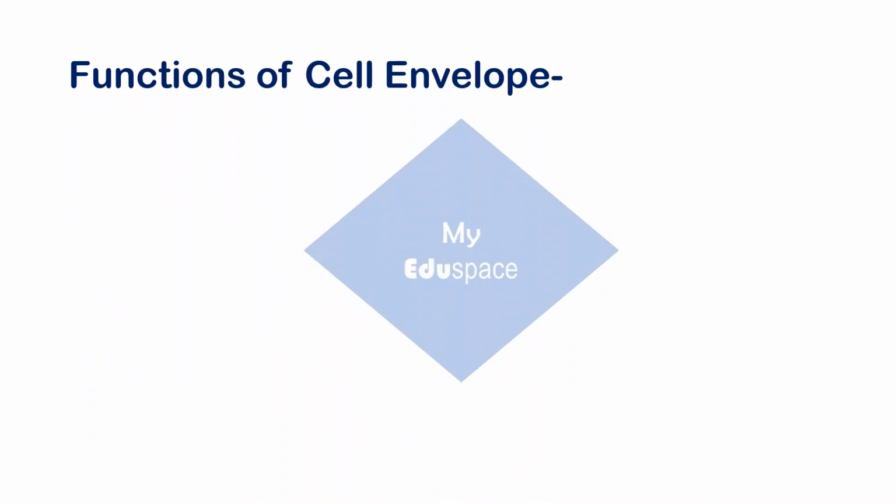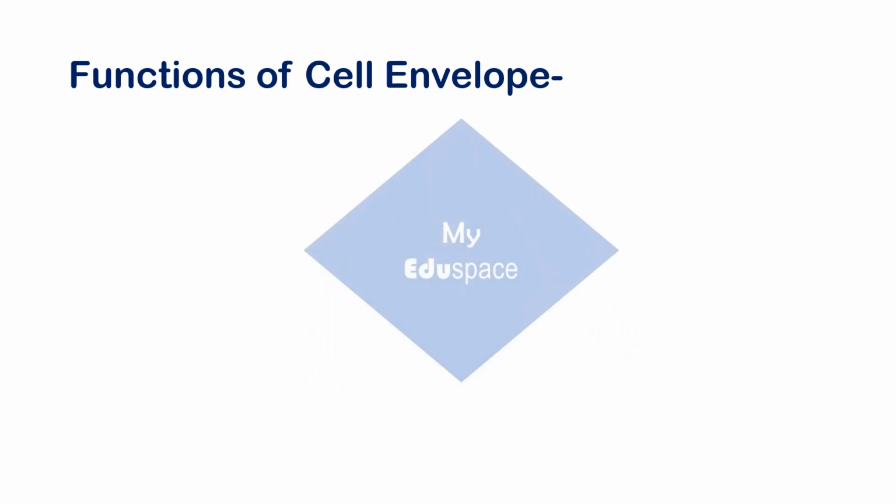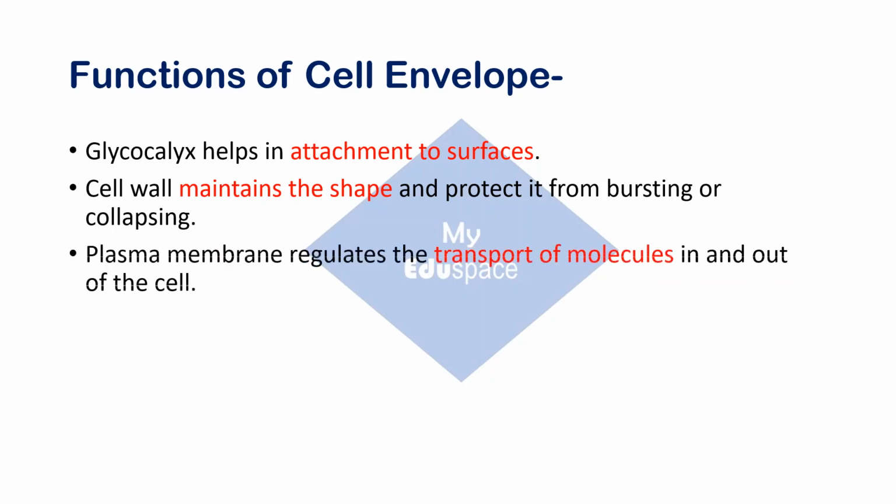Now, next, why are these cells blessed with three layers, that is, the cell envelope? We all know we use an envelope to protect the things which we keep in it. Just like that, these unicellular organisms protect themselves from the rude outer environment. These three conjugative layers perform their specialized functions. First one is the glycocalyx, which helps in attachment to surfaces, the cell wall, which maintains the shape and protects it from bursting or collapsing, and the plasma membrane, which regulates the transport of molecules in and out of the cell.